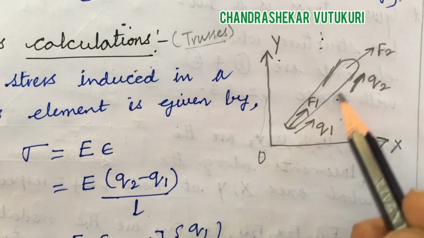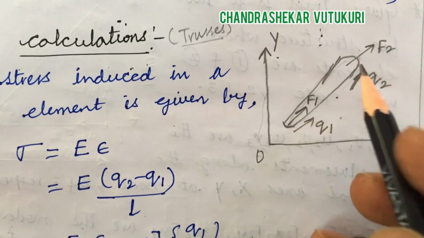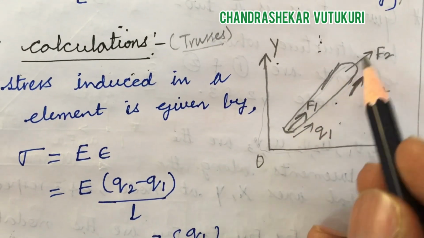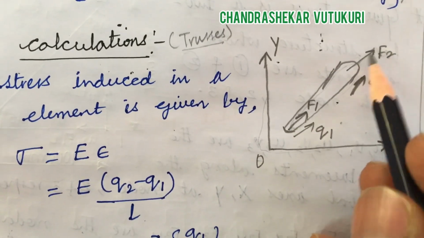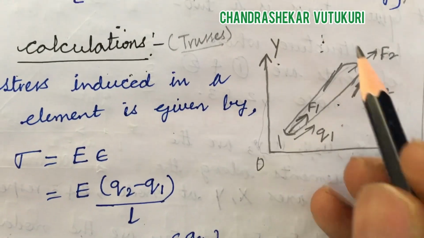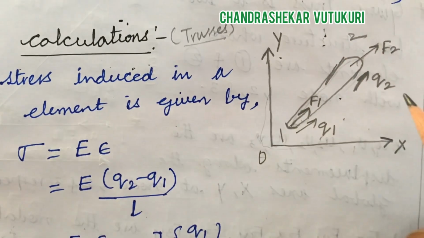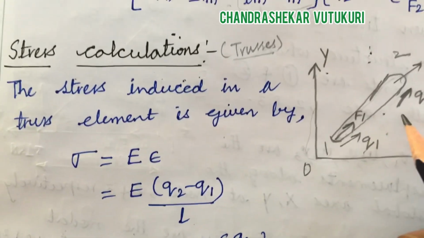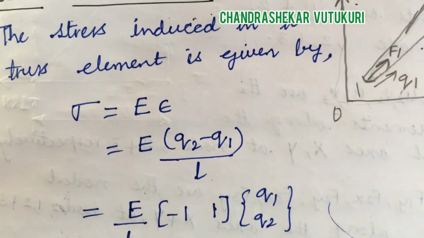The bar element is taken here for a truss, one single bar. F1 and F2 are the forces or the load vector at node 1 and node 2, and q1 and q2 are the local coordinate displacements, which I have discussed in the derivation of the stiffness matrix.